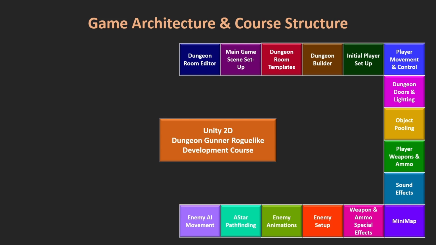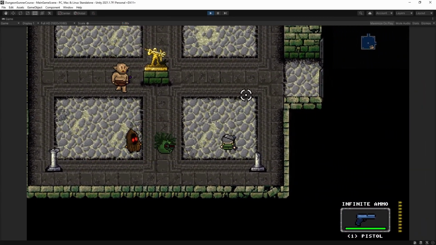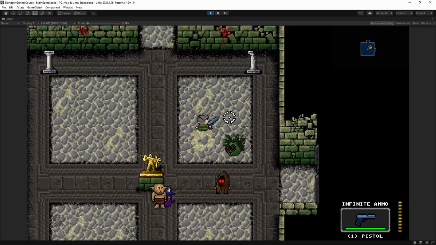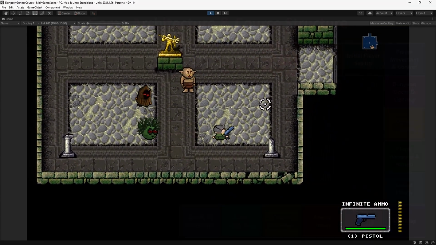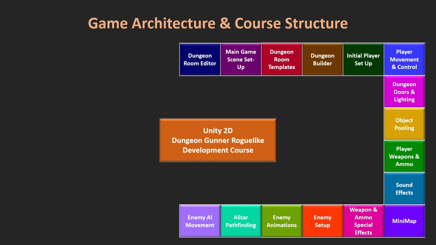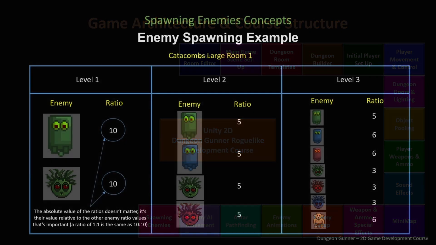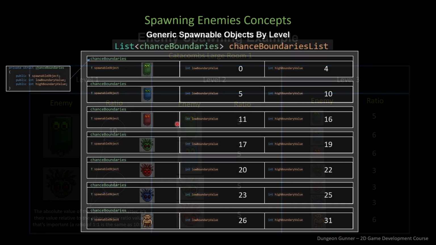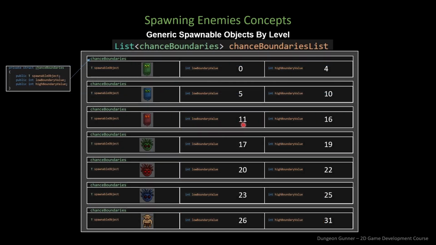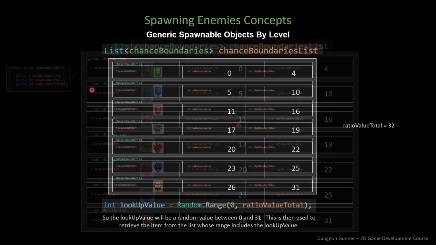In the enemy AI movement section, we're going to use the A-star class we've built to move enemies around the dungeon room on a path to follow the player. In the spawning enemies section, we're going to add the functionality that we'll need to be able to define how enemies are spawned in different rooms and use a materialize effect when we spawn them.